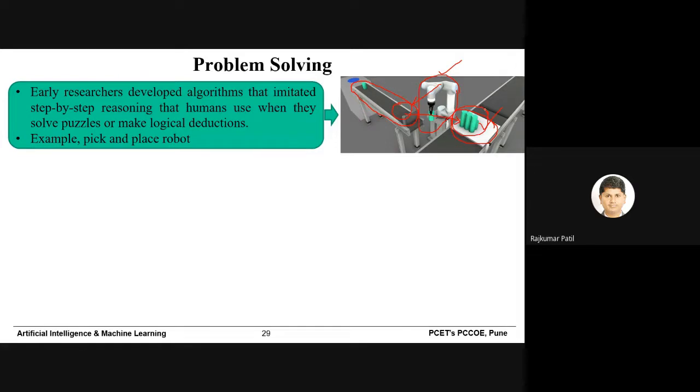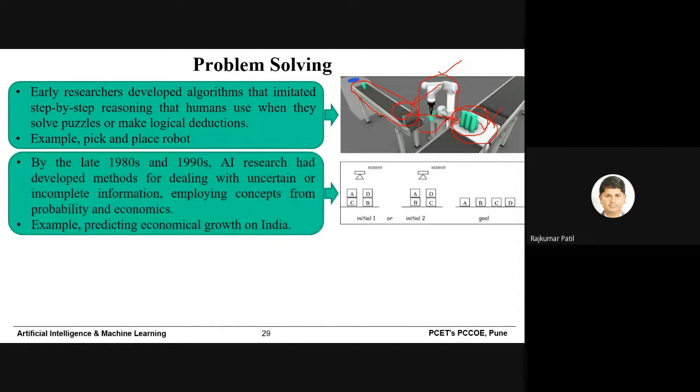So this is step-by-step learning, and in today's AI and machine learning systems, we generally see such systems which work on the basis of an algorithm that works step by step. So this is a very traditional and commonly seen application of problem solving.